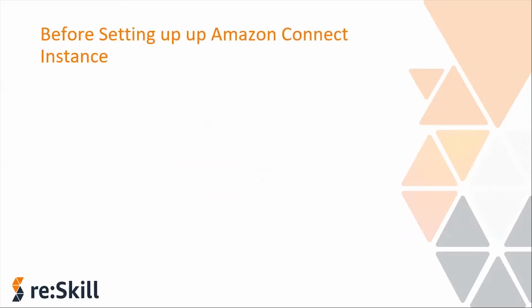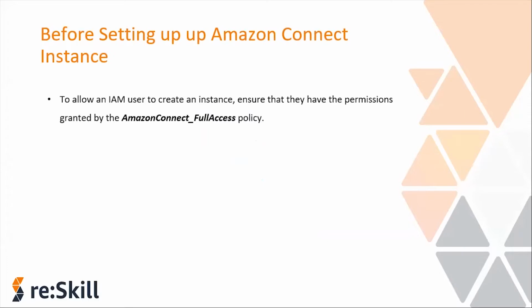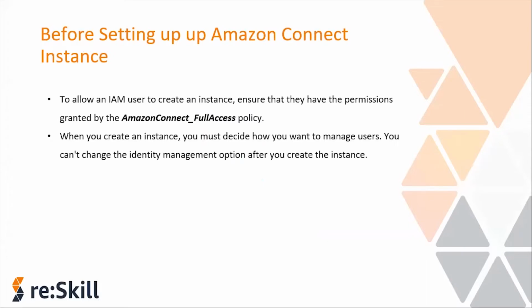So before setting up an Amazon Connect instance, you need to take care of a few things. First thing, you have to allow an IAM user to create an instance. You need to make sure that they have the Amazon Connect full access policy attached to it. Second thing is, when you create an instance, you must decide how you want to manage users, because you can't change the identity management option after you create the instance. What do I mean by that? You will see in the demo in a short time.